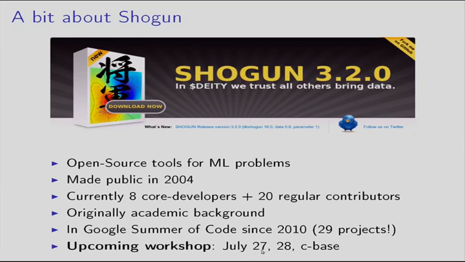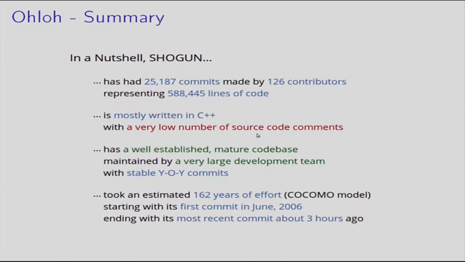Here's a bit more about the size of the project. Who's familiar with Ohloh, the website Ohloh? A few, okay. Last time I gave this talk at university, nobody knew the website. It crawls GitHub to get statistics. We've got quite a few commits and quite a few contributors. I really like these comments that they generate: we have a very low number of source code comments. It's mostly written in C++. We have a well-established, mature code base, whatever this means, and 162 years of effort. So it's quite nice, and we've got quite a few commits.